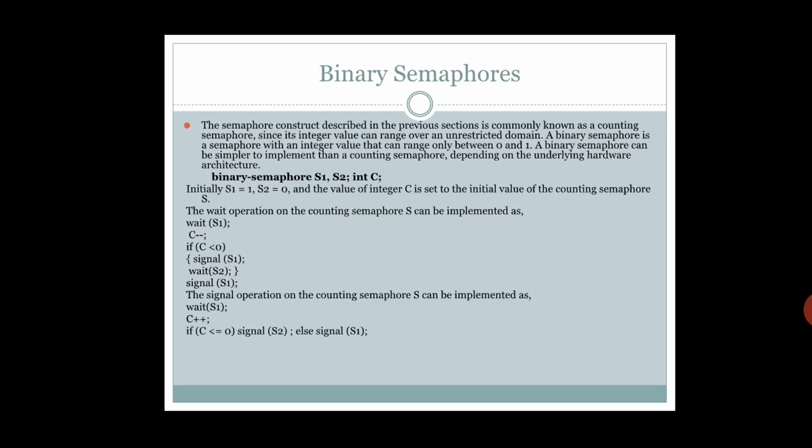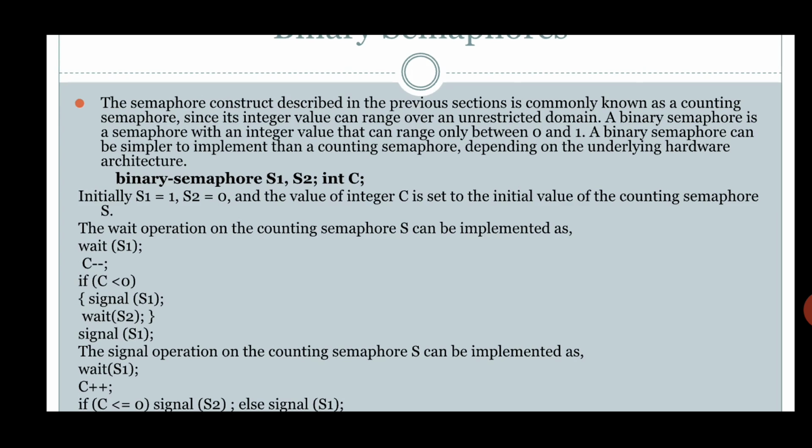So you have one more concept called binary semaphores. It's a small concept. The semaphore construct described in the previous section is commonly known as a counting semaphore, since its integer value can range over an unrestricted domain. A binary semaphore is a semaphore with an integer value that can range only between 0 and 1. In a normal semaphore, it can go for any number, but a binary semaphore can range only between 0 and 1. A binary semaphore can be simpler to implement than the counting semaphore, depending on the underlying hardware architecture.